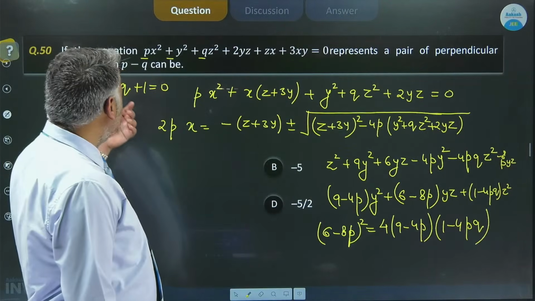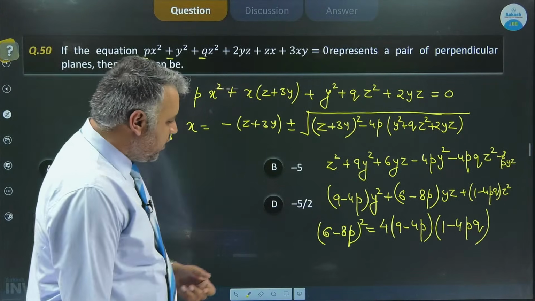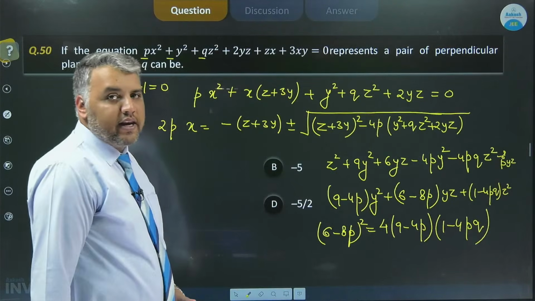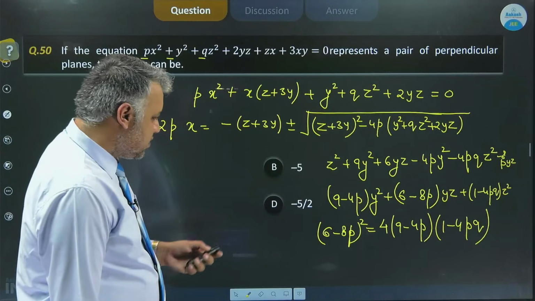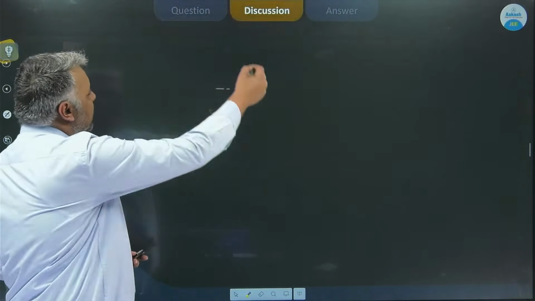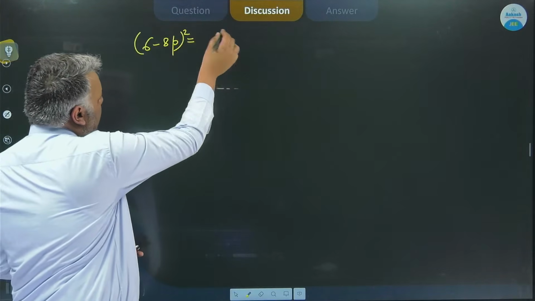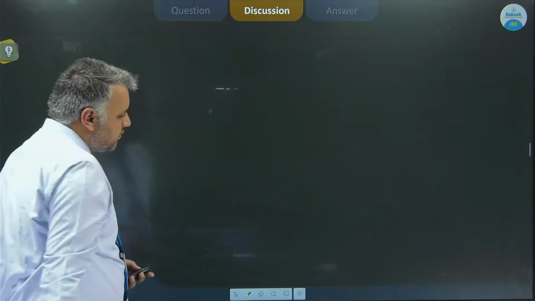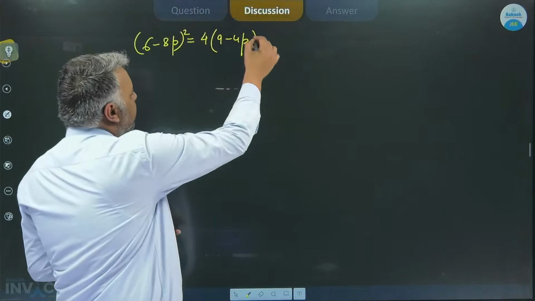Again we know that p plus q is minus 1. So you can replace the value of q here. We'll get an equation in p and we can solve for p. So let's solve it. There is a little calculation that (6 minus 8p) whole square is equal to 4 into (9 minus 4p), I think. Yeah, into 1 minus 4pq.